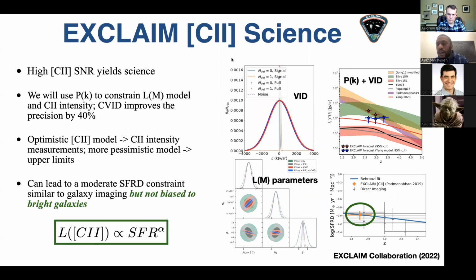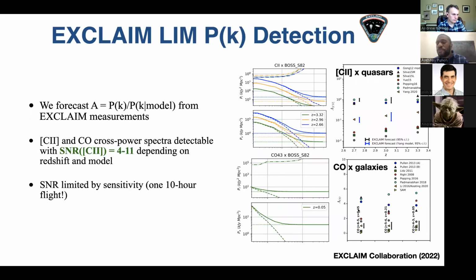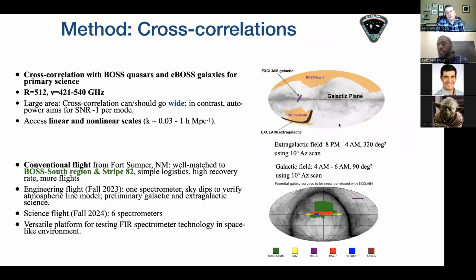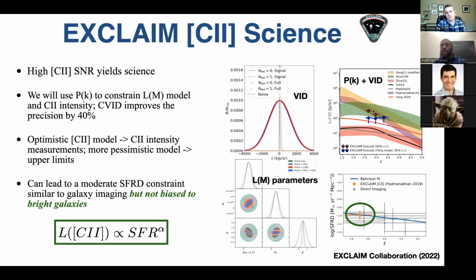We have lower sensitivity to CO than C2, just because CO is a fainter line than C2. So we will still be able to detect the power spectrum, but we won't be able to detect much more than that for CO. For C2, we should have a sensitivity to be able to learn some science.